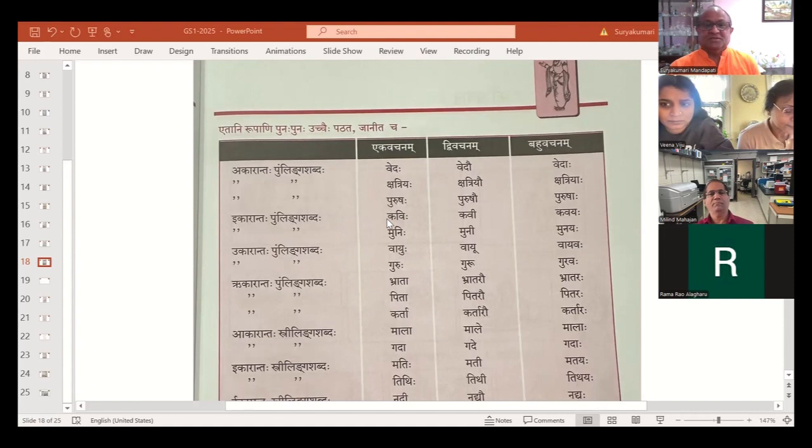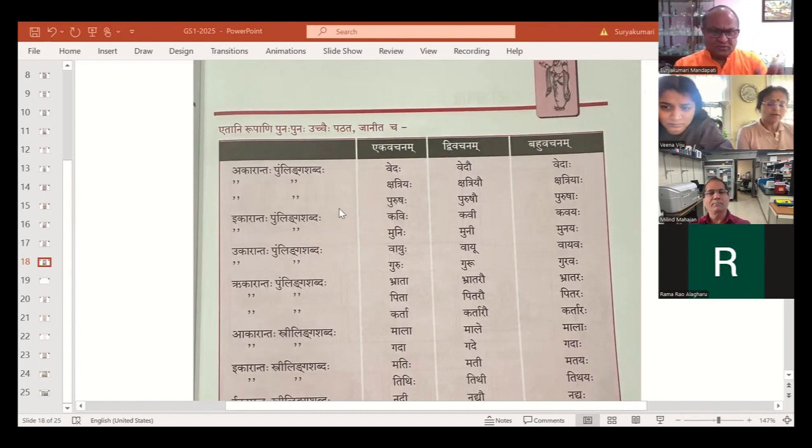So if you are thinking all Pullinga Shabdaha end only in Akaranta, now that will be clear. Ikaranta: Kavihi, Kavi, Kavayaha. Ikarantaha Pullinga Shabdaha: Harihi, Vishnuhu. Harihi, Hari, Harayaha. Pratipadikam kim? Hari, Ikarantaha Shabda. Kavihi, Kavi, Kavayaha, Munihi, Muni, Munayaha. So these are all Ikaranta Pullinga Shabdaha. How do you say that? By looking at the base, Pratipadikam.